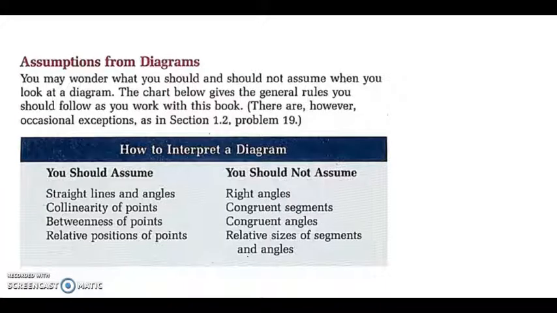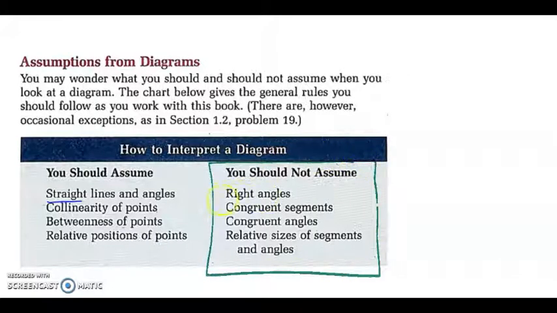For the assumptions from the diagram, we may only assume straight lines and angles if points are collinear, if they're between, and remember, in order to be between, they need to be collinear, and then relative position, outside, inside. You may not ever assume a right angle, congruent segments, congruent angles, or relative size.